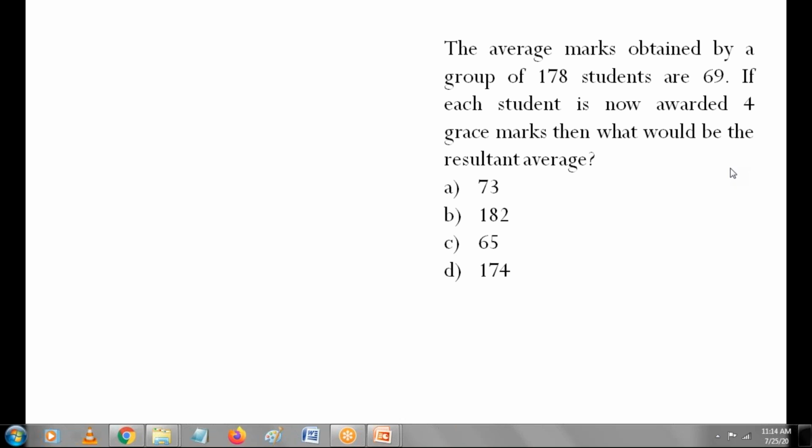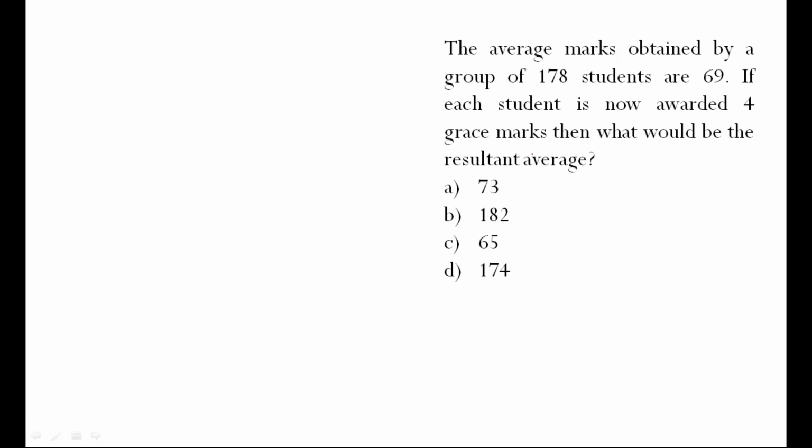73, 182, option A. Guys, what is this? Okay, see that. What is the average? Average is 69. Now 4 grace marks are awarded for each student. So the new average is, when 4 marks is added for every student, the average is also increased by 4. 69 plus 4 is 73.